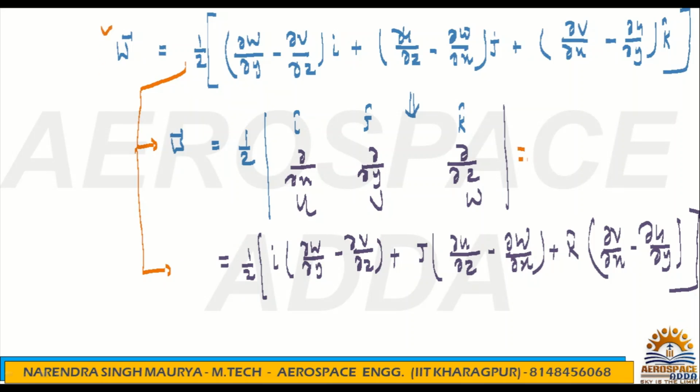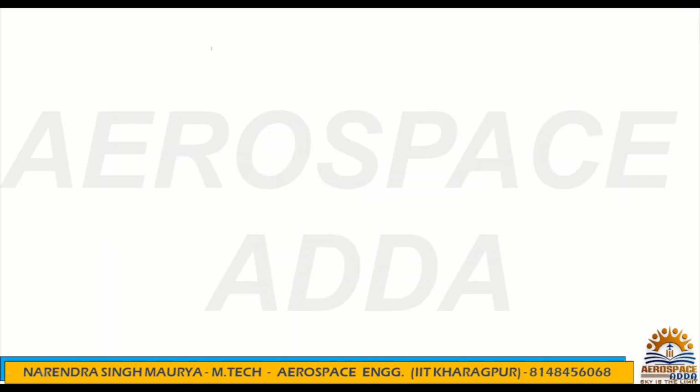Now if you see this, what is this actually? This is nothing but 1 by 2, and if you see this value, this is nothing but curl of v vector. In short, if I tell you to find the v vector, you know v vector is nothing but ui plus vj plus wk. If I say solve curl v vector, this is called curl v vector.